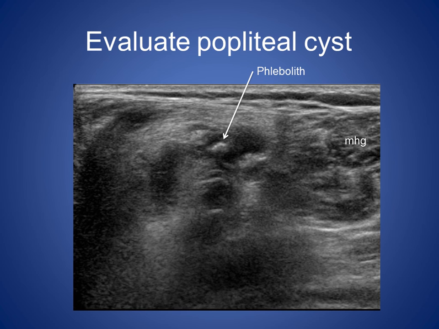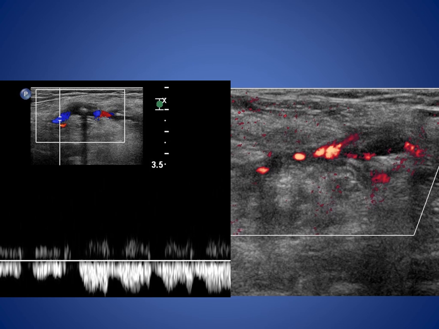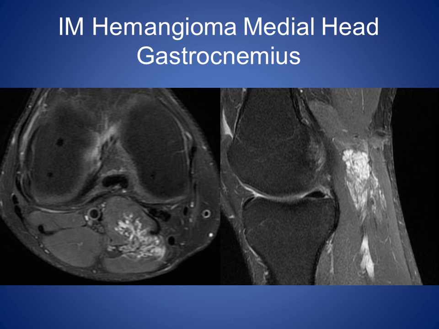Here's a case that we had, evaluate popliteal fossa cyst, and this time we see this echogenic structure, which is a phlebolith, and it has flow within it. This is an intramuscular hemangioma of the medial head of the gastrocnemius, which we see here on the MRI. So again, use your color.